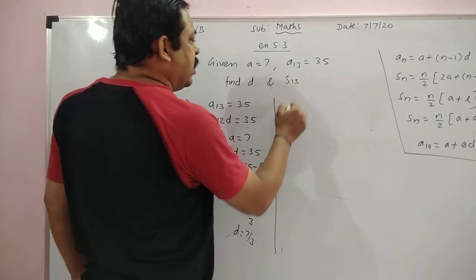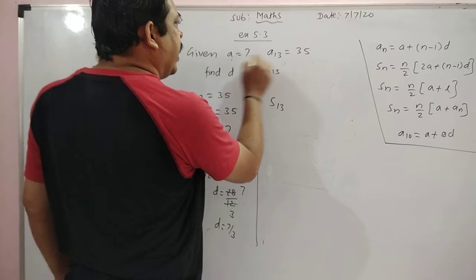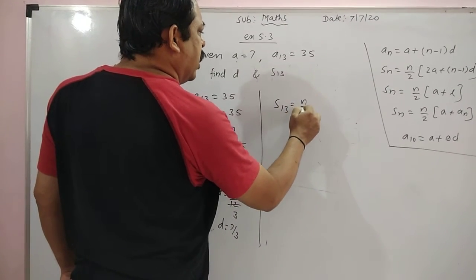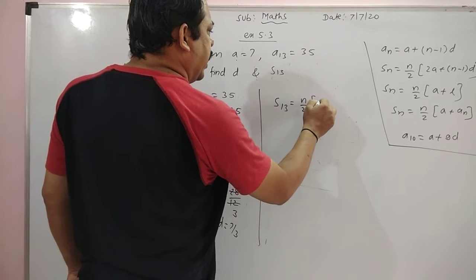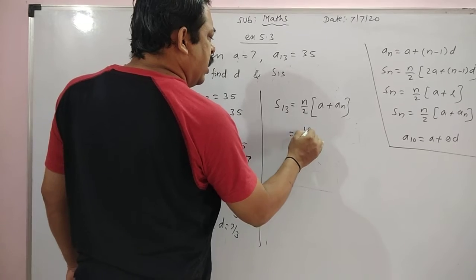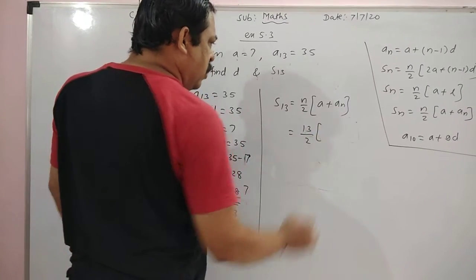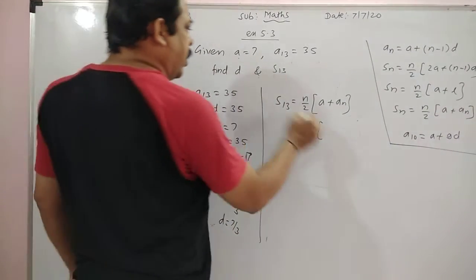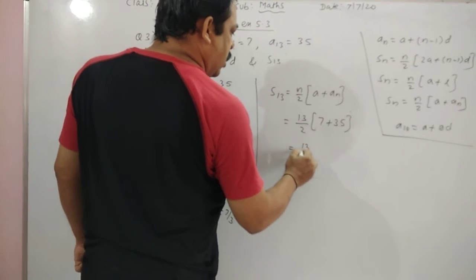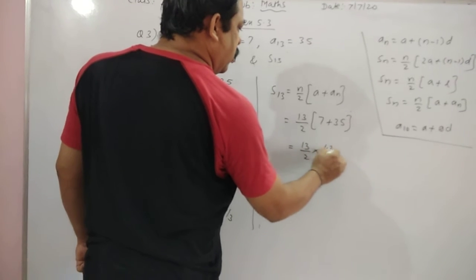Now we have to find S13. A and A13, the first and last terms, are known. S13 is equal to N by 2 into bracket A plus AN. Here the value of N is 13 by 2. The value of A is 7 plus 35. 13 by 2 into 42.